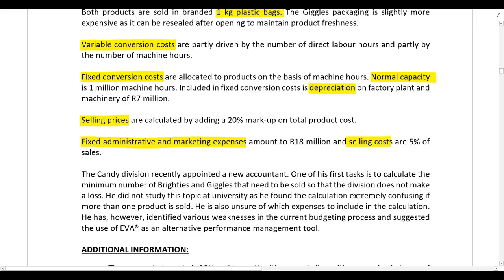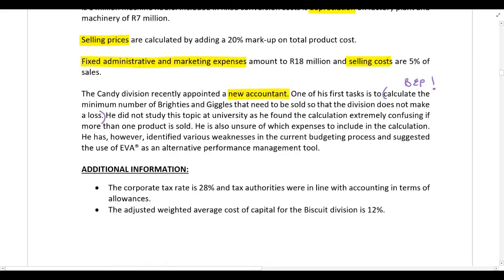The Candy division recently appointed a new accountant. One of his first tasks is to calculate the minimum number of Brighties and Giggles that need to be sold so that the division does not make a loss. Alright, so if he needs to calculate the minimum number of Brighties and Giggles that need to be sold so that the division does not make a loss, he needs to calculate the break-even point. He did not study this topic at university as he found the calculation extremely confusing if more than one product is sold. He's also unsure of which expenses to include in the calculation.